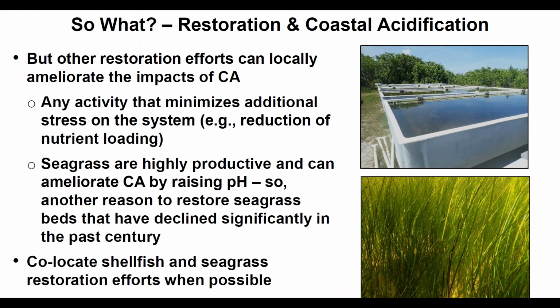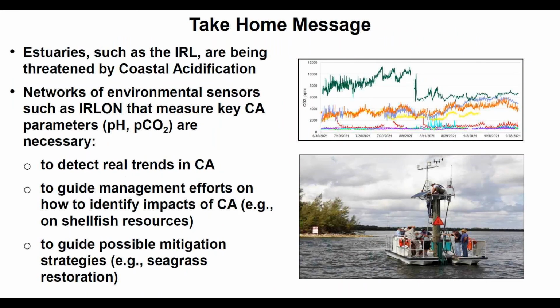And I think to a large extent, additional monitoring like this can be extremely helpful to show long-term changes, but also in terms of which sites might be better to work. Next slide. So in summary, estuaries such as the IRL are being threatened by coastal acidification. Networks of environmental sensors such as ERLON that measure key coastal acidification parameters are necessary so that we can detect real trends in coastal acidification, guide management efforts, and guide mitigation strategies such as seagrass restoration.